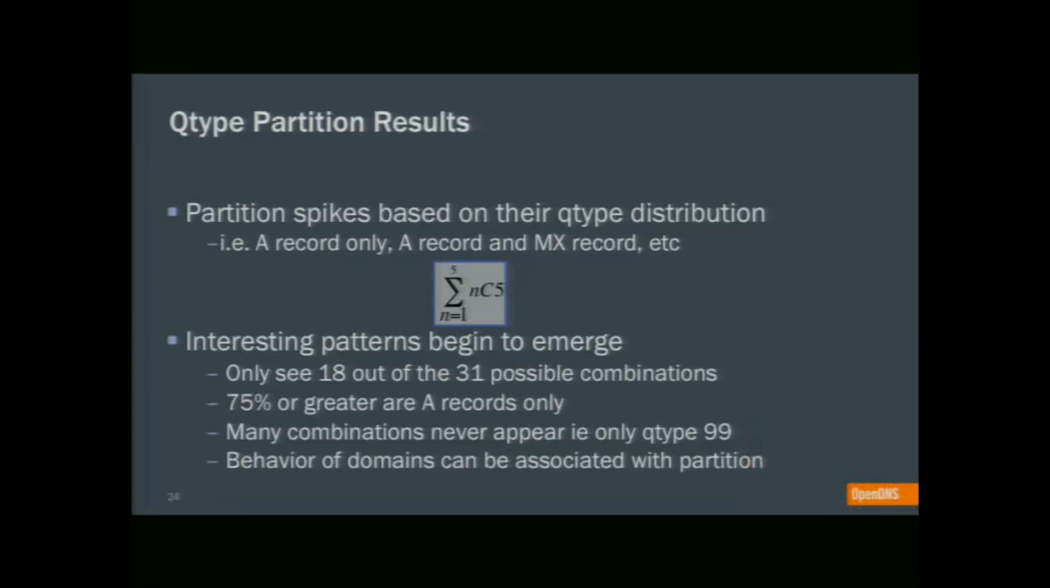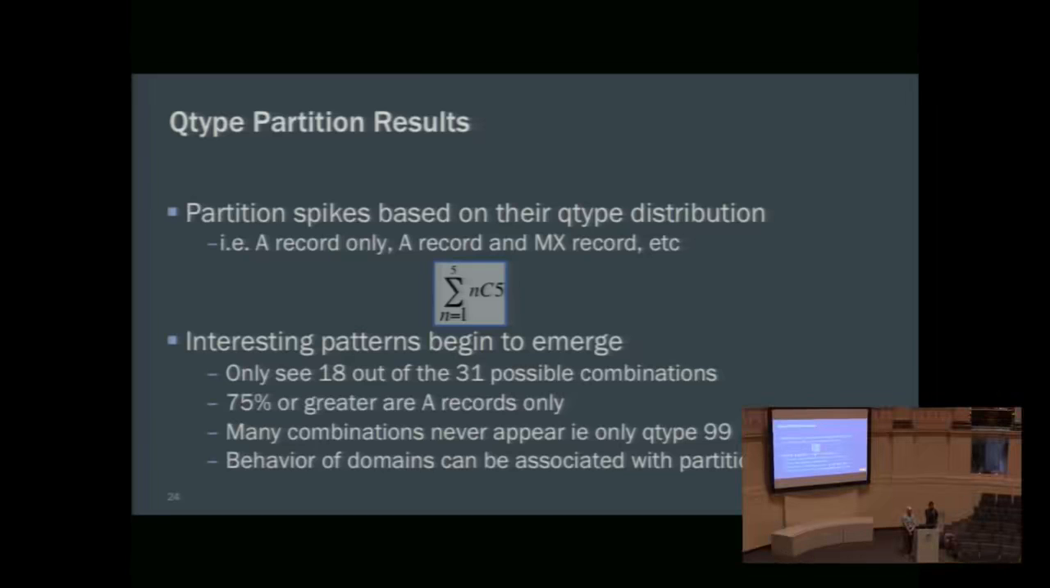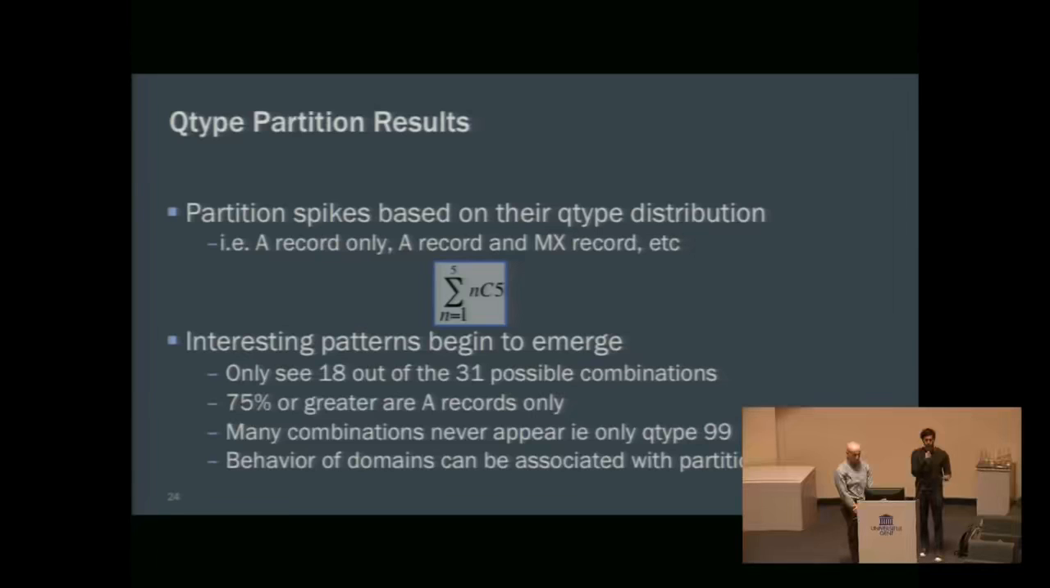In this case, the total number of partitions that could exist is 31, because we just sum up over the number of possible combinations, in this case n choose k, where k ranges from 1 to 5, and we can then see all the various combinations that can exist. So for example, does a certain domain that's spiked receive DNS query types of 1 and 15, or does it receive DNS query types of only 1?